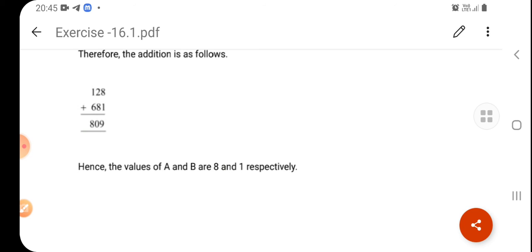The chapter name is Playing with Numbers, and we have to find the unknown numbers in the multiplication and division problems. In this way we have to complete exercise 16.1.